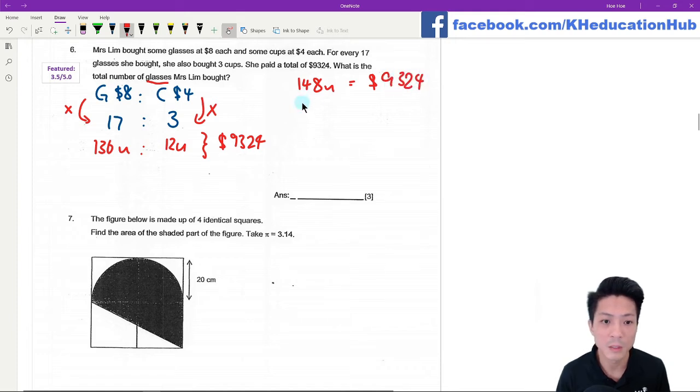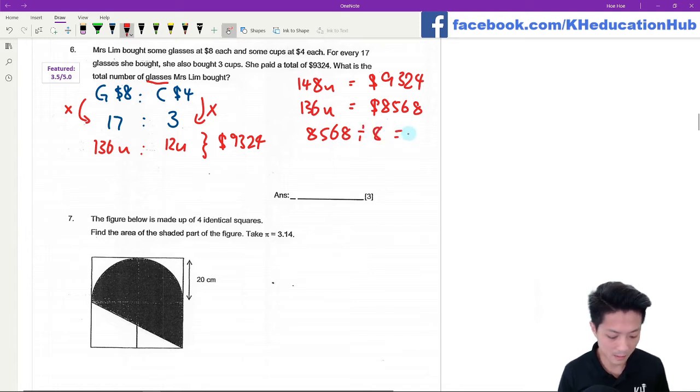Now I'm gonna find 136 units, okay, which is 9,324 divided by 148. And I'm gonna multiply it with 136. So it's gonna be 8,568. Okay, if I divide this by 8, because the cost of each glass is $8, I'm gonna get 1,071 glasses. Okay, that is the answer for this question.